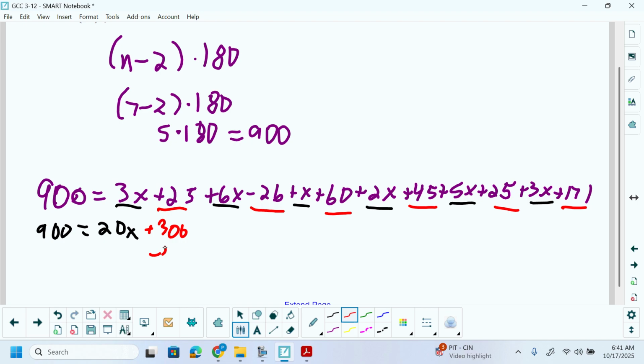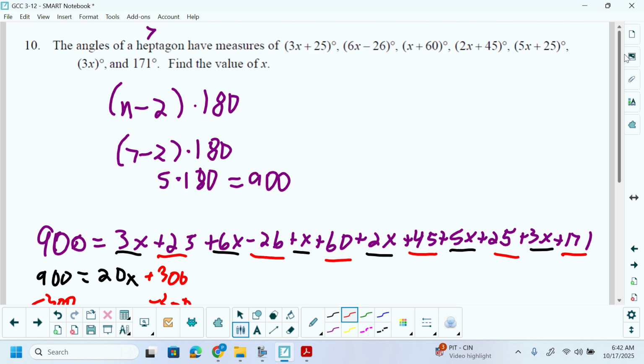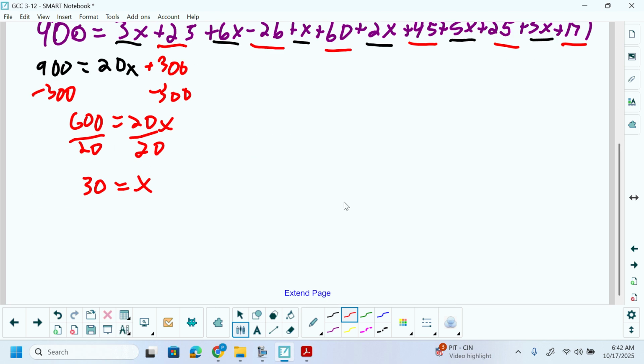If we subtract the 300 over, we get 600 equals 20x. And if we divide by 20, we'll just get 30 for x. And reread the question. We just wanted to find x, so we are all set.